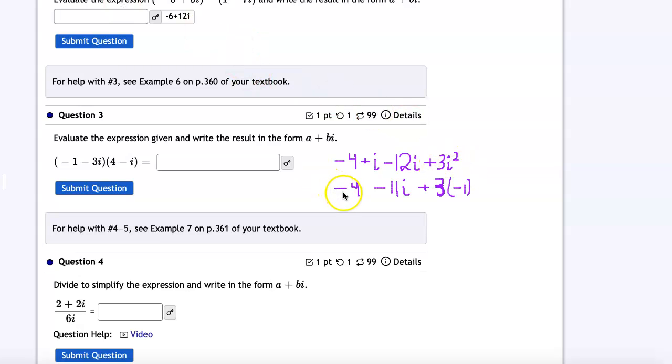Next we have negative 4 minus 11i. We replace the I squared with negative 1. So for our final answer, we have a negative 7 minus 11i. Make sure you write it here in this standard form, a plus bi.